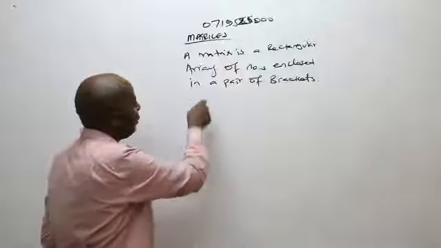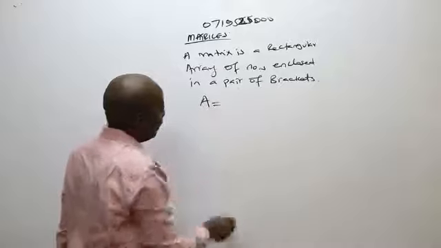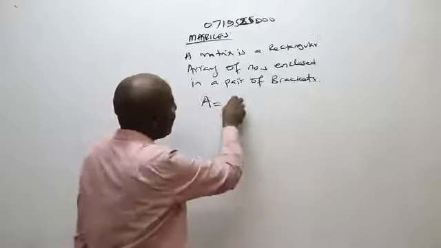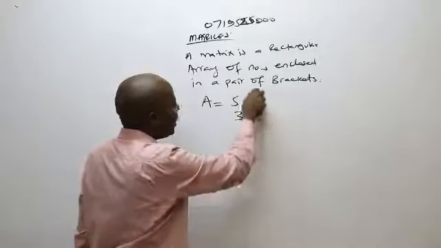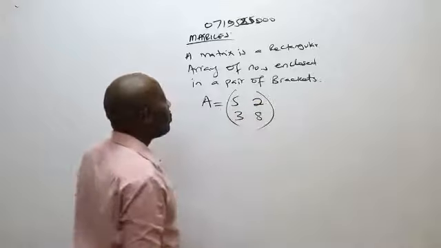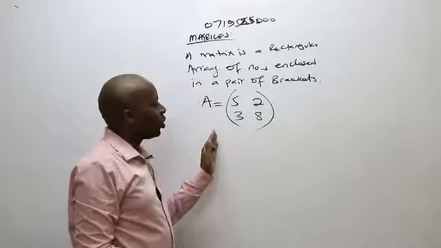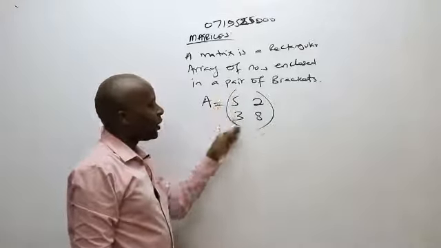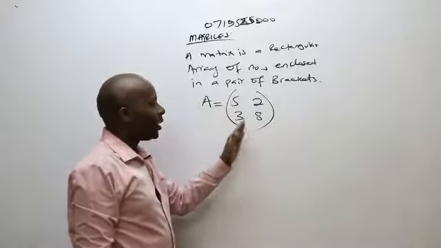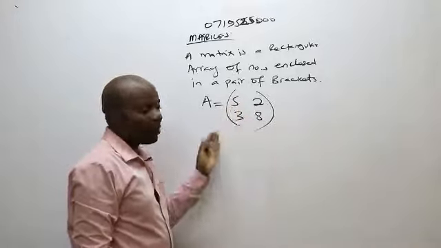Ladies and gentlemen, if you have got, for instance, a matrix here, A, say 5, 2, 3, 8, like that, you'll be able to see straight away that this is a matrix. You can see this matrix has got rows versus columns. And at the end of the day, the numbers are enclosed in a pair of brackets.